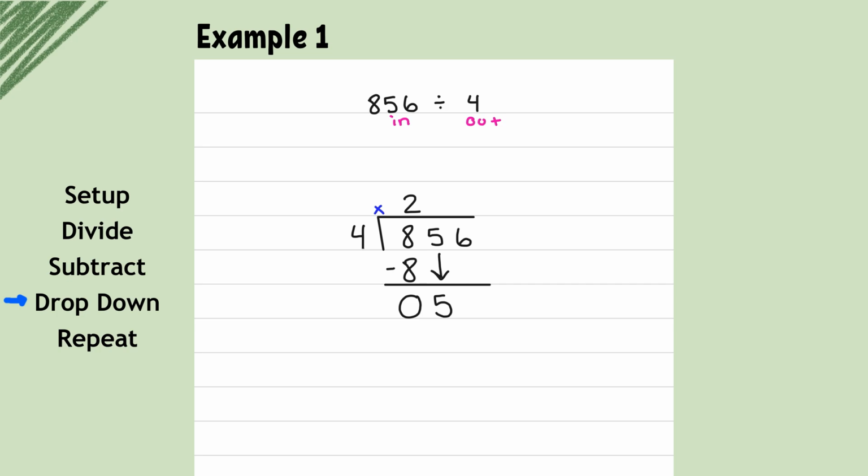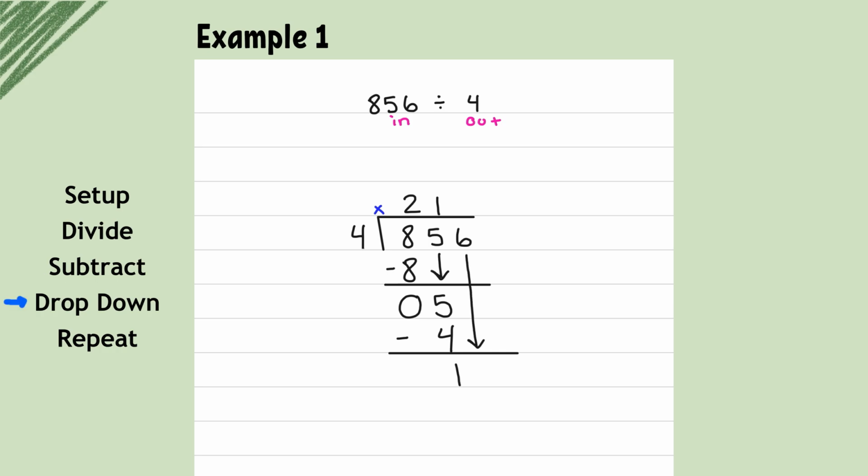So you're going to ask yourself again, 4 times what is going to get us 5 or closest to 5 without going over 5? And the answer is going to be 1. 4 times 1 is going to be 4. So we're going to subtract 4. Notice I put my 4 underneath my 5. And we're going to subtract that and get 1. And then we're going to move to the next number.